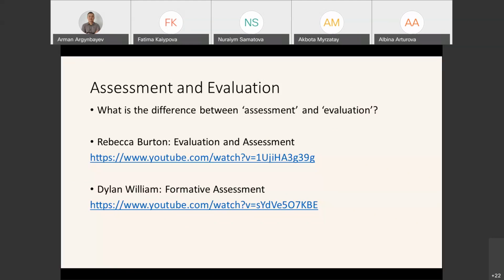Of course, while evaluation is summative assessment, when we evaluate how much our students know, and it doesn't happen very often. It doesn't happen throughout. It might happen throughout the course, but in certain periods of time. So it's a summative assessment. This is the difference.